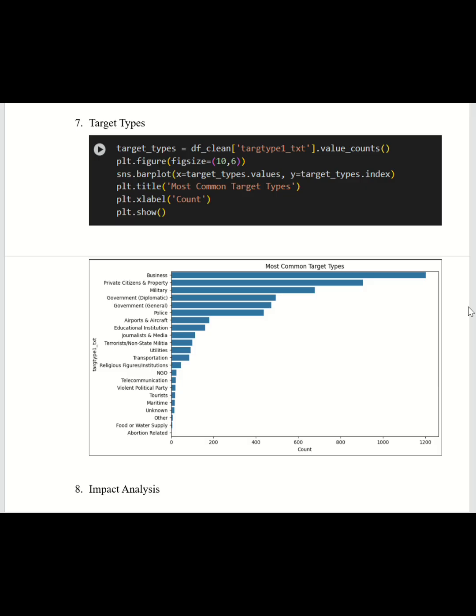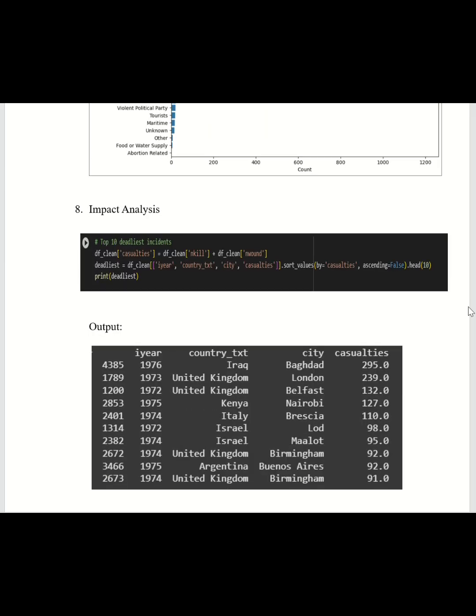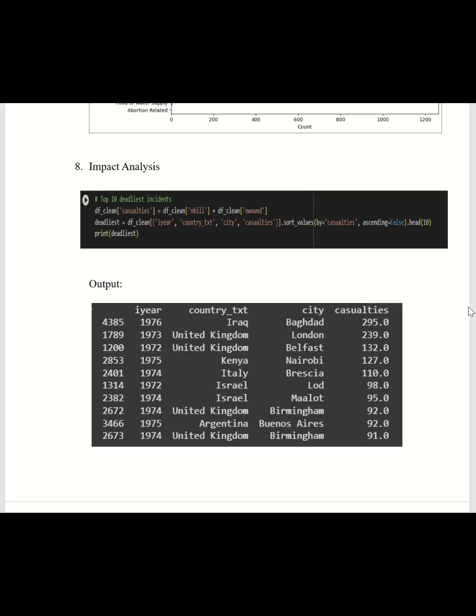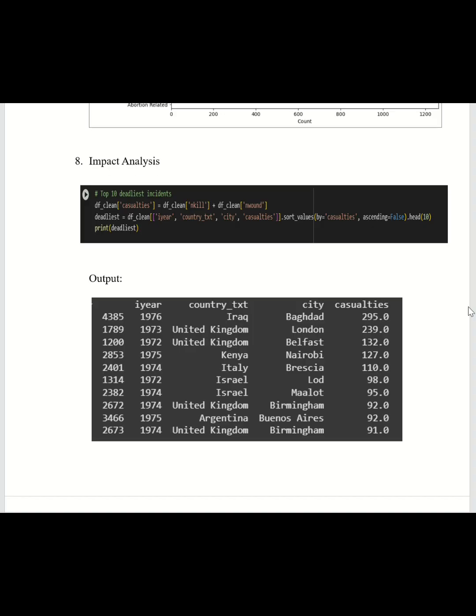Then I did some impact analysis using code that calculates total casualties by adding the nkill and nwound columns in the data frame, then sorts the data by casualties in descending order and shows the top 10 results including year, country, city and casualties. The output shows the top 10 deadliest incidents based on the total number of casualties. It lists the year, country, city and number of casualties for each incident. For example, the deadliest incident was in 1976 in Baghdad, Iraq with 295 casualties.